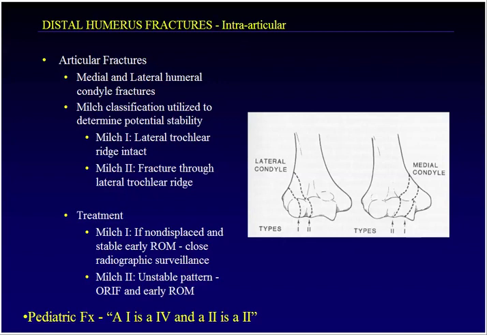Articular fractures can include both medial and lateral humeral condyle fractures. The Milch classification scheme is indicated here. And for both medial and lateral condyle fractures, remember that with a Milch 1, the lateral trochlear ridge is going to be intact. And that makes these fractures stable as opposed to Milch 2, where you do have violation of the lateral aspect of the trochlear ridge. So for Milch 1s, if they're non-displaced and they're stable, you can treat them with early range of motion. For a Milch 2, they are by definition unstable, and those need to be treated with open reduction and anatomical reduction of the joint surface.